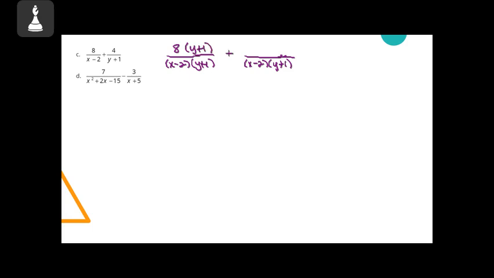Carry the plus. The second one has a 4. It has the y plus 1. It does not have the x minus 2 piece. Let us distribute across the tops here, and then we can combine into a single fraction. So multiplying across the top, I've got 8y plus 8 over this x minus 2, y plus 1. And the second fraction, if I multiply the 4 in, that's 4x minus 8 all over x minus 2, y plus 1.